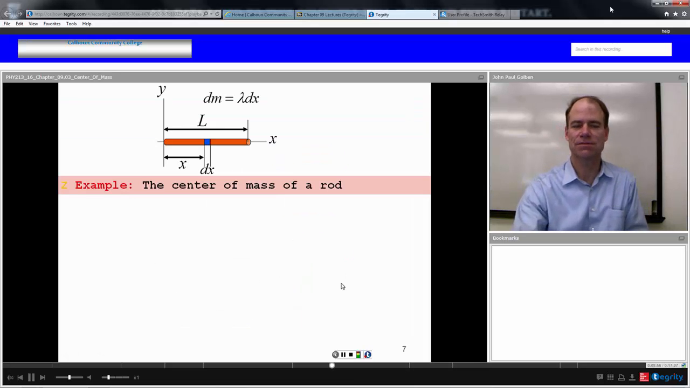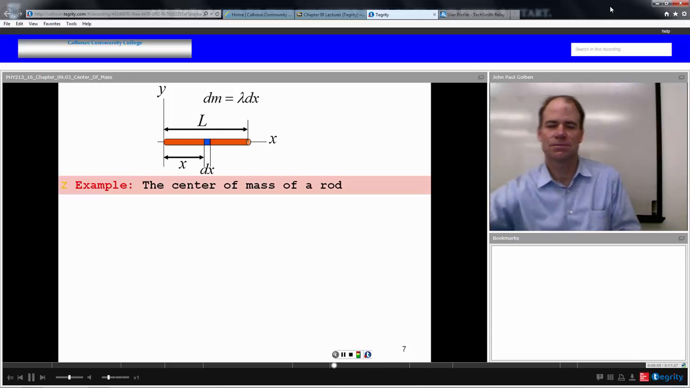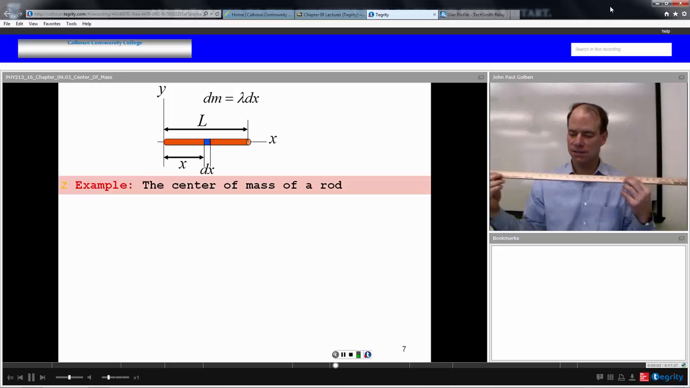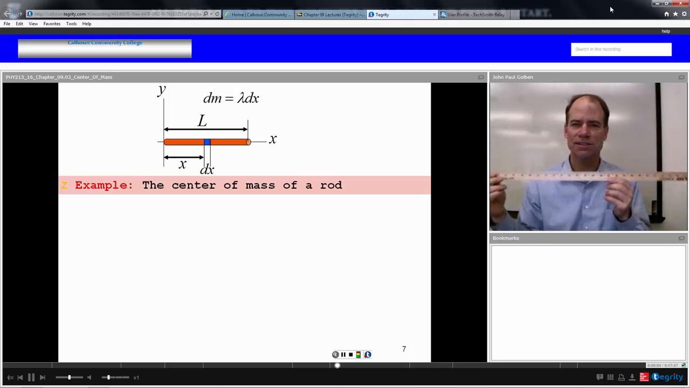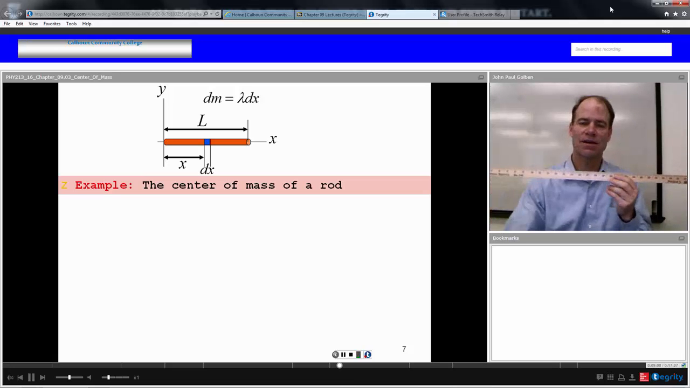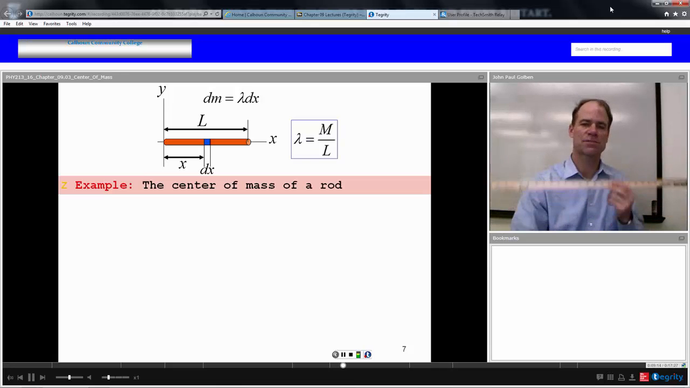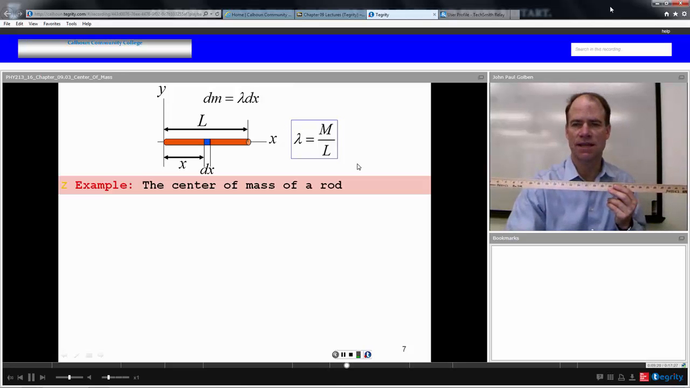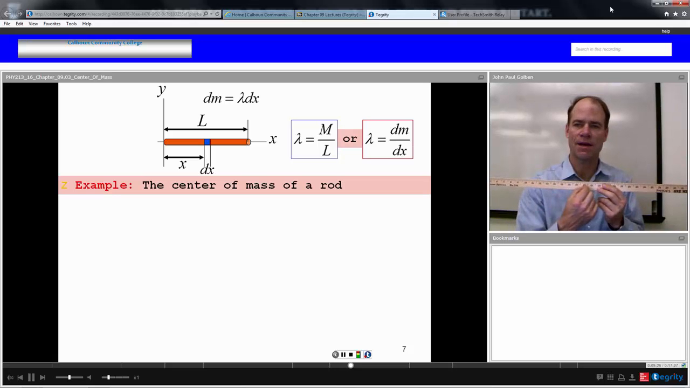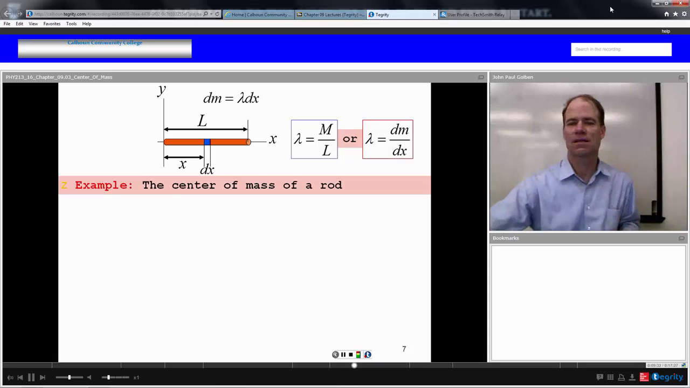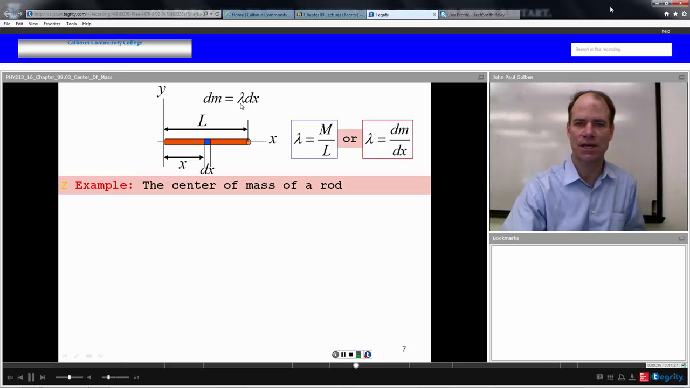Let's try this out. Let's find the center of mass of a rod. We have a rod like this. This is like a meter stick. We want to find the location of the center of mass. Now I know that this rod has a total mass m and a length l. And so I could say its mass per length is m divided by l, which is a constant. And I'll designate that by lambda. Equivalently, I could say that this is the infinitesimal mass dm divided by the infinitesimal distance dx. That should also be lambda as well. So I can say that dm then is equal to lambda, a constant, times dx.